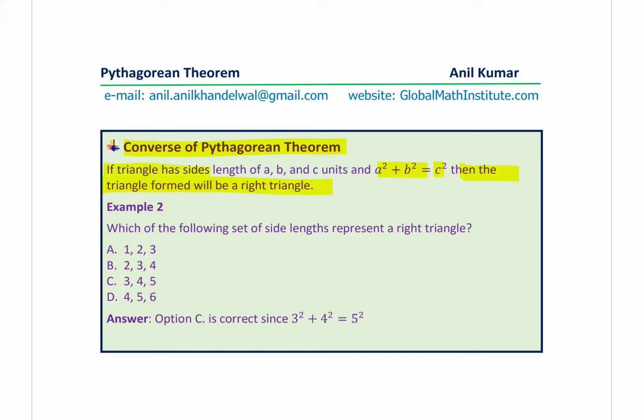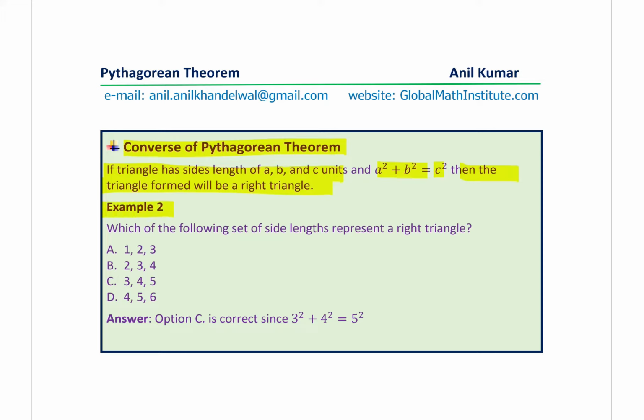If a triangle has side lengths of a, b, and c units, and a squared plus b squared equals c squared, then the triangle formed will be a right triangle. So that converse is always true. Now here is another question for you, in the form of an example.